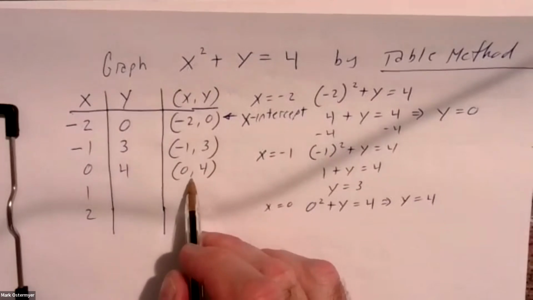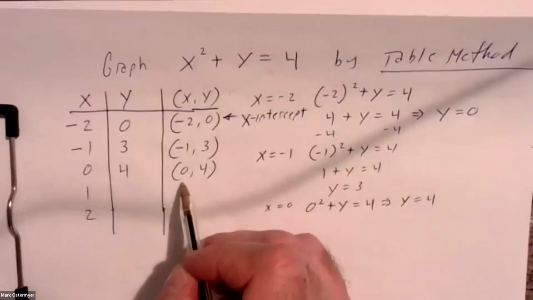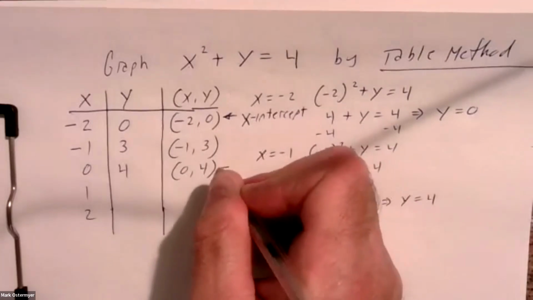This is a point that also lies on the graph of that equation. By the way, this point lies on the y-axis, and it would be a point of intersection between the graph of this equation and the y-axis. So this would be called a y-intercept.